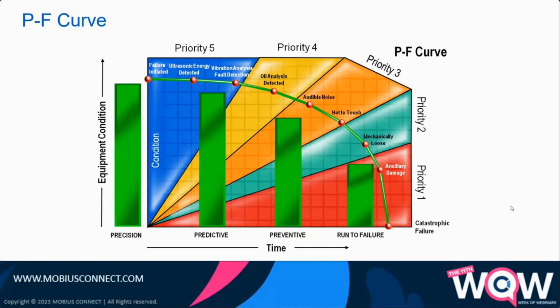And then you get into the priority 1 zone, where failure is either imminent or you already have catastrophic failure. That's the run to failure zone. Of course, everybody wants to work in the priority 4 and 5 zones, that predictive zone, with the appropriate mix of the preventative zone in priority 2 and 3. Next slide, please.